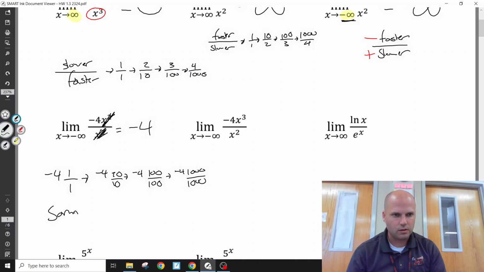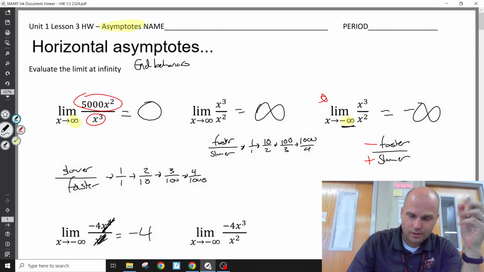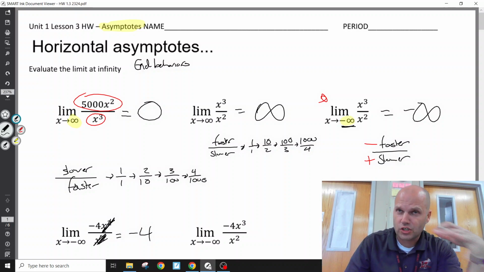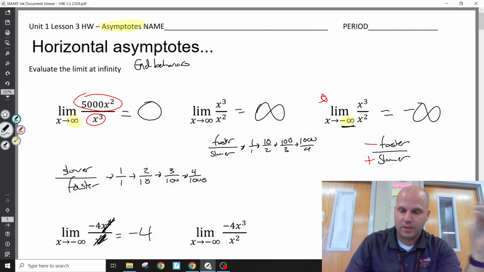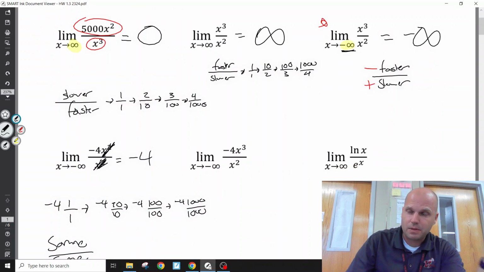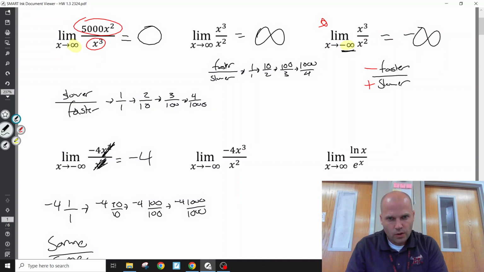So that's the deal: faster over slower, positive or negative infinity, check your signs. Slow over faster, just 0, okay? How do I remember this? I use fractions to help me remember this. Same over same, it's going to be like the coefficients because the growth is going to cancel. All right? So, faster over slower, it's either positive or negative. Pay attention to the signs.